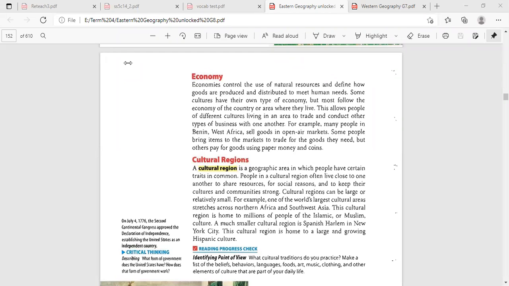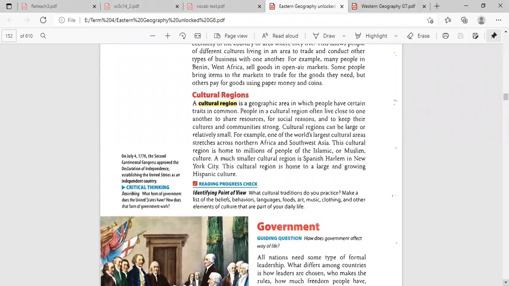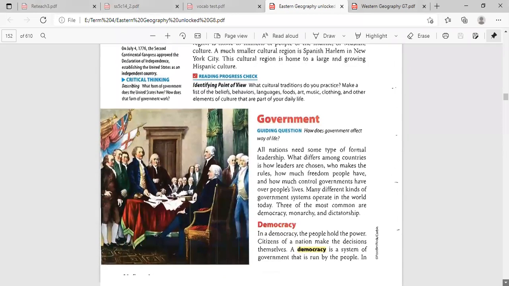Okay, I have Yusuf Ahmed. Raise your voice, Yusuf. Spanish Harlem in New York City. I can't hear you, raise your voice a little bit. Spanish Harlem in New York City. Thank you very much. Spanish Harlem in New York City is considered one of the smallest culture regions because it is a home for a growing culture, which is very small.